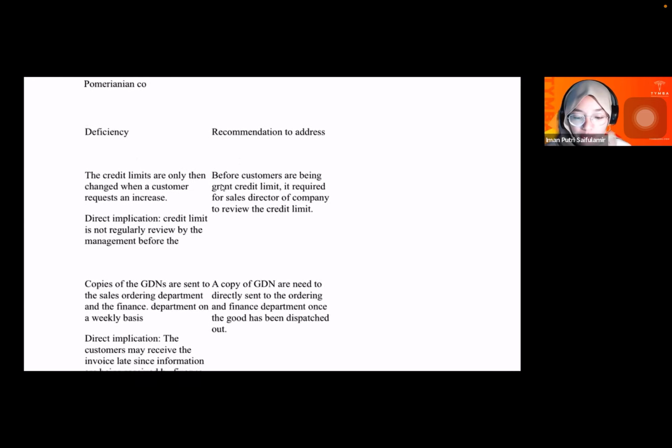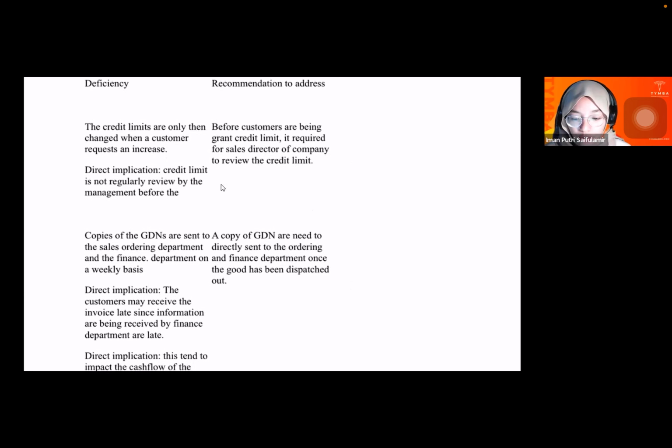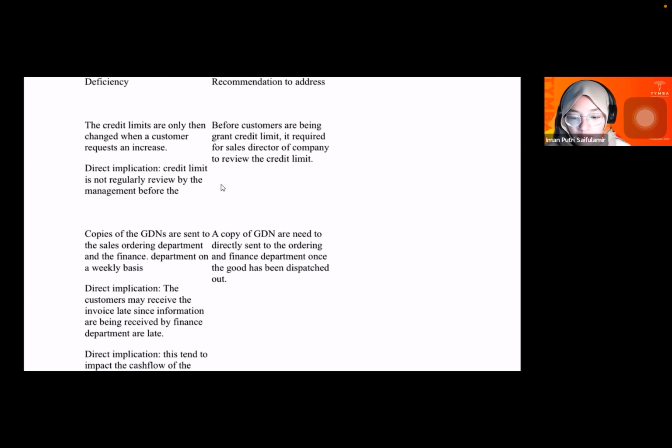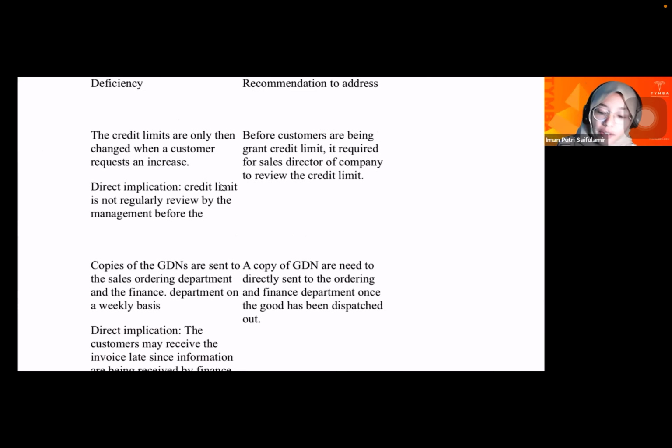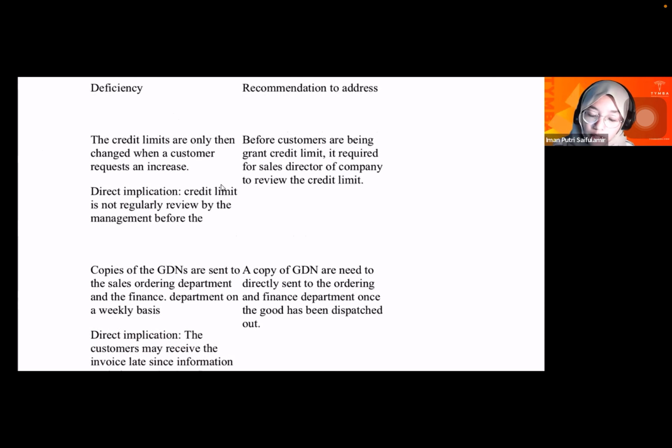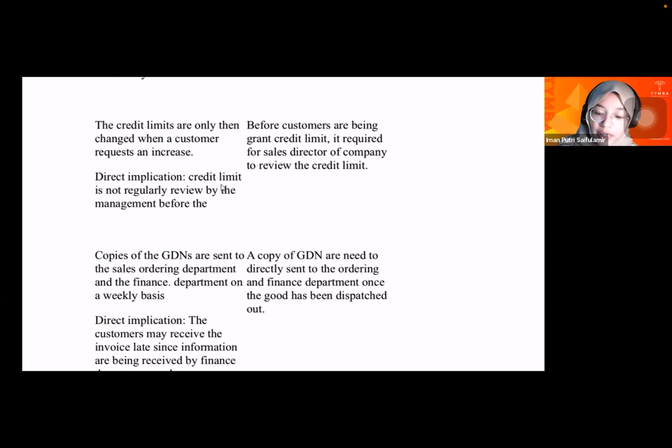Okay, credit limit is not regularly reviewed before the customers are being granted. Here, I think you omitted the fact that the direct implication is that the credit limit may be outdated. We didn't say that the credit limit may be outdated and this could lead to irrecoverable debts. So I can only give you 0.5 marks here for the copy paste from the scenario.